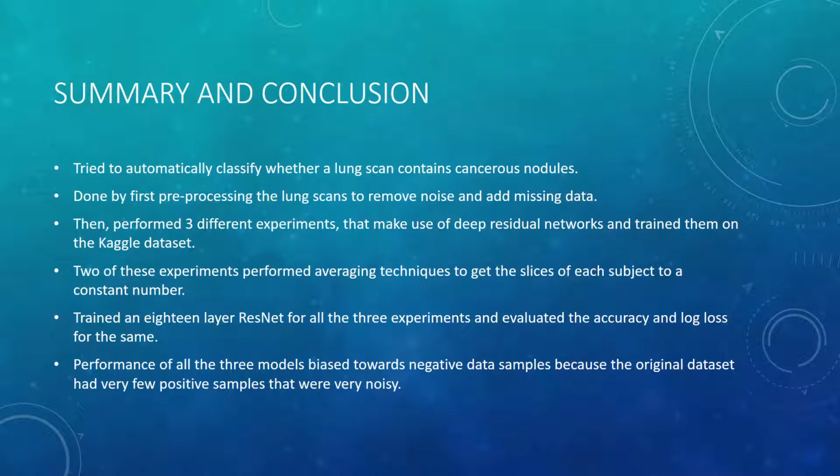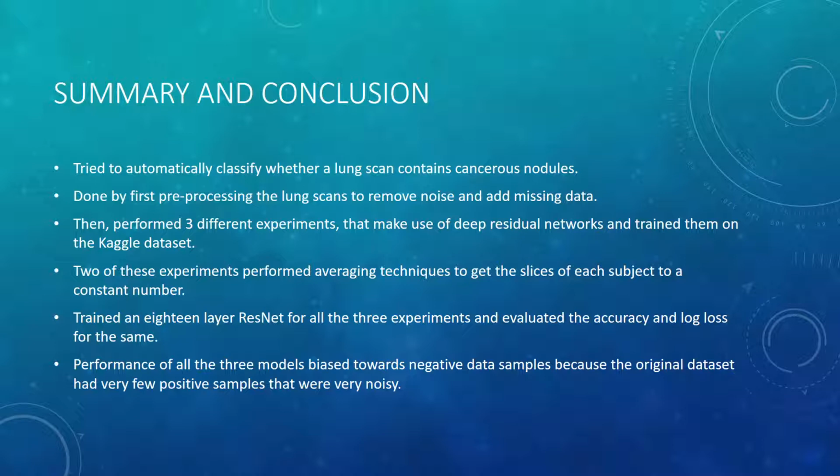So, to summarize and conclude, in this project, we basically tried to classify lung scans as cancerous or non cancerous, and we were trying to do this automatically using pre-trained models, so that we can get faster predictions. The first step that we did was we pre-processed the data. After pre-processing, we performed some kind of averaging techniques on the data to get a consistent number of slices per subject. We performed 3 experiments.